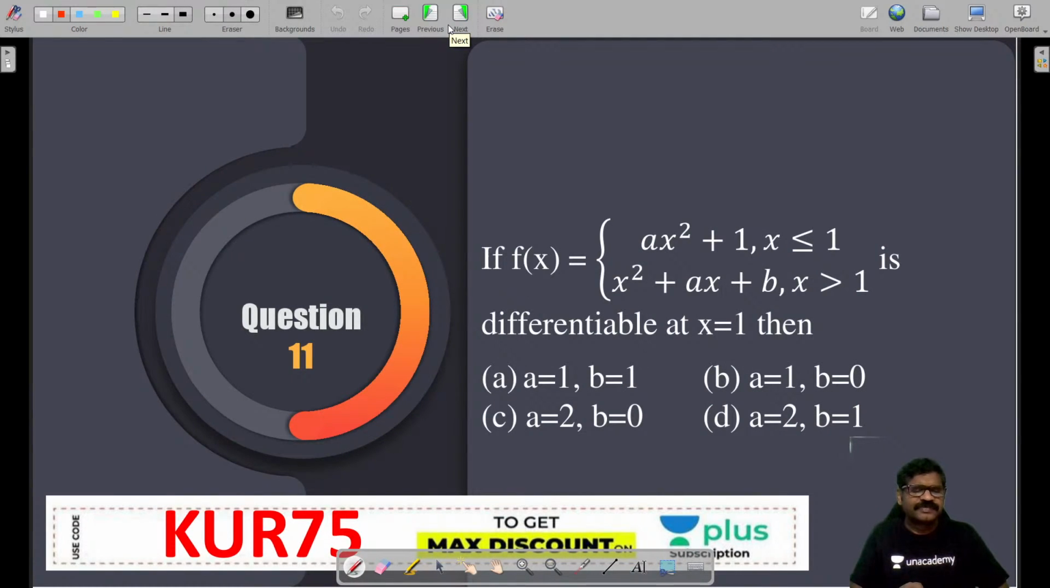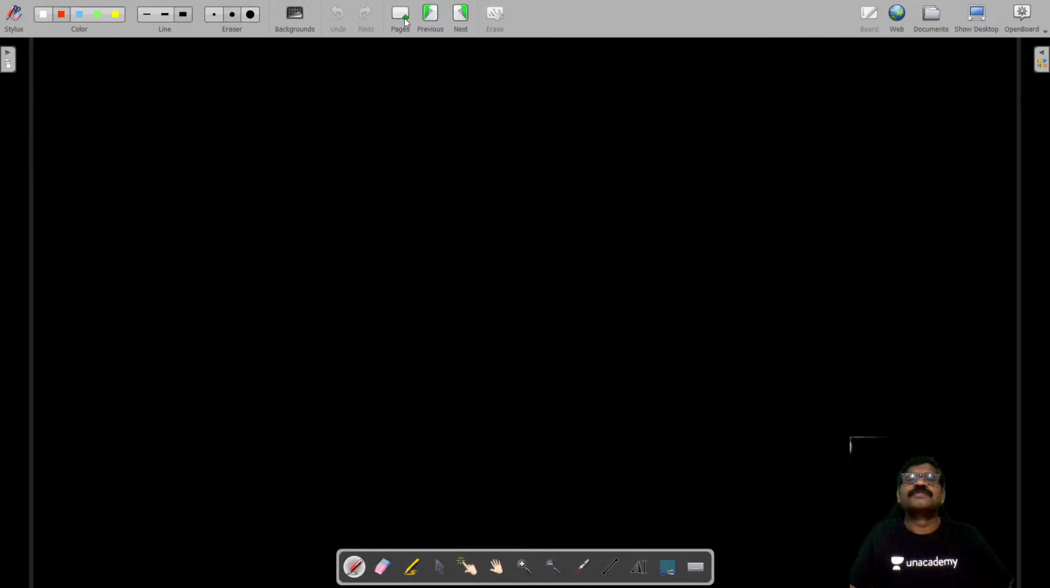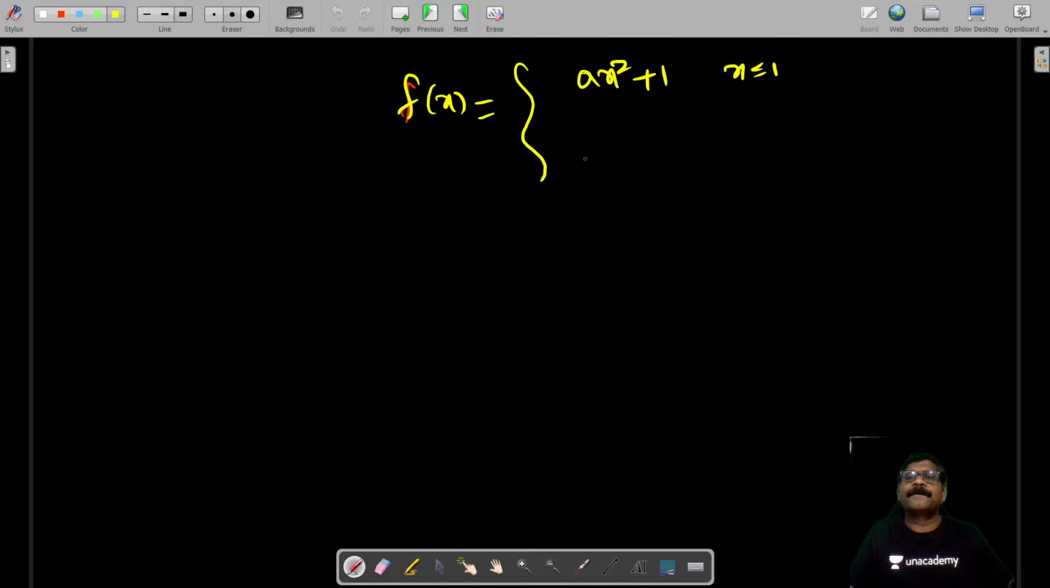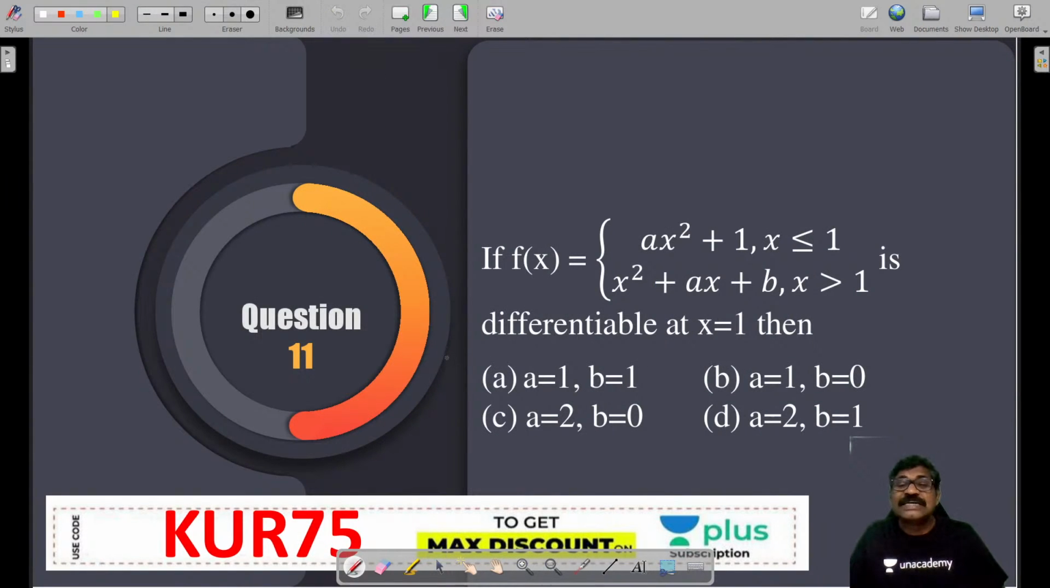Now, f of x is ax square plus 1 when x less than or equal to 1, and x square plus ax plus b when x greater than 1, is differentiable at x equal to 1. Then what are the values of a and b?